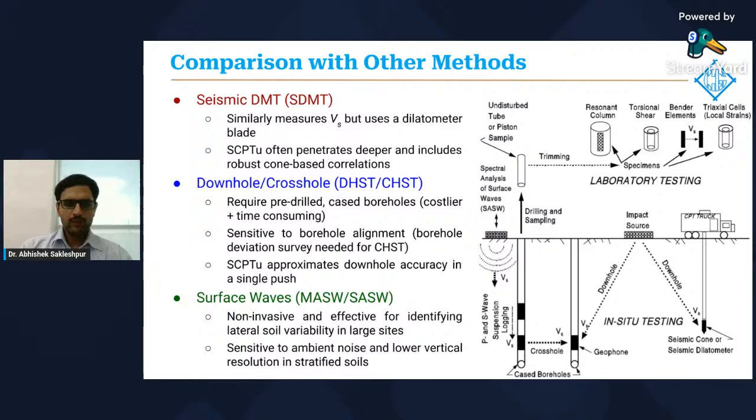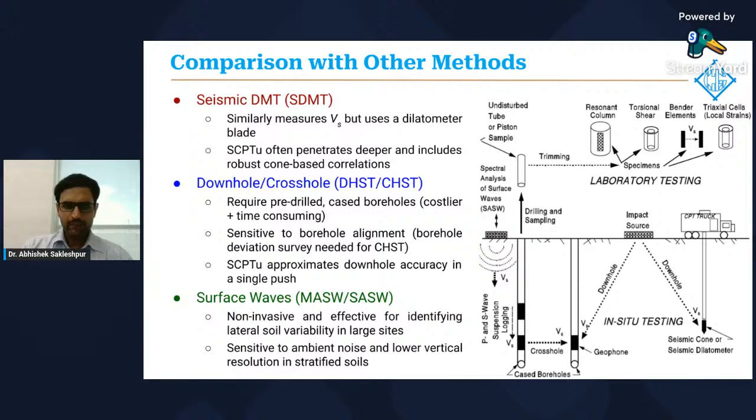In the case of the downhole seismic test or the crosshole seismic test, these tests actually involve or require pre-drilled cased boreholes, which can increase the time and cost. And because boreholes are involved, it's important to make sure that the boreholes are vertical. And so doing a borehole deviation survey is needed for the crosshole seismic test, because if your boreholes are not vertical, your measurement of your shear wave velocity will not be accurate. The SCPTu approximates downhole accuracy in a single push.